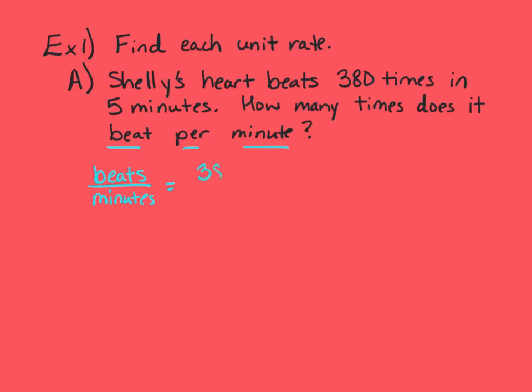So 380 beats per 5 minutes. We can divide, and we get 76 over 1 minute. So how many times does it beat per minute? We could write it as 76 beats per minute.